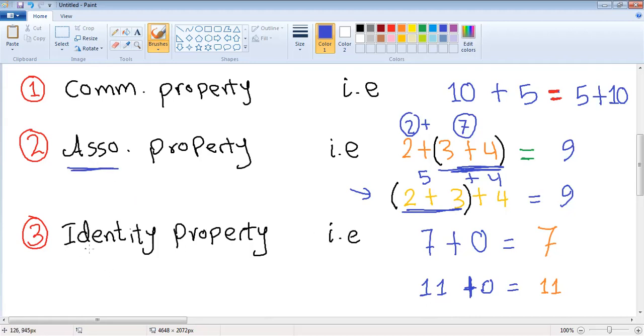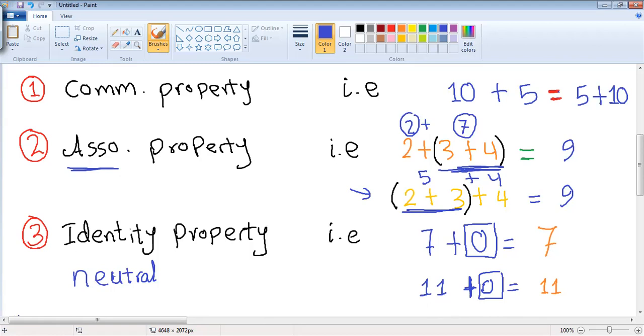Great. The last property here is the identity property. If I ask you what is the number that if we add it to any natural number, the answer stays the same. For example, 7 plus what number is equal to 7? Of course, 0. 11 plus what number is equal to 11? 0. So we can call 0 neutral. As you know, 0 has no value.